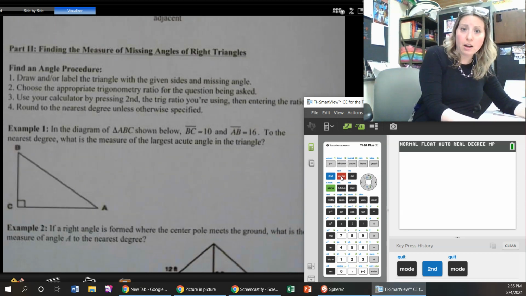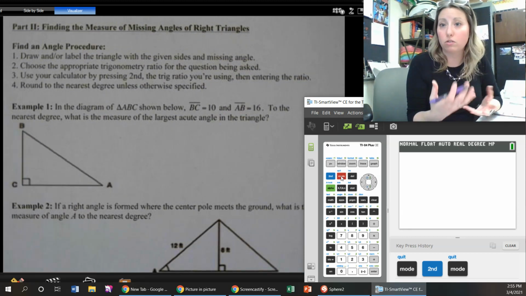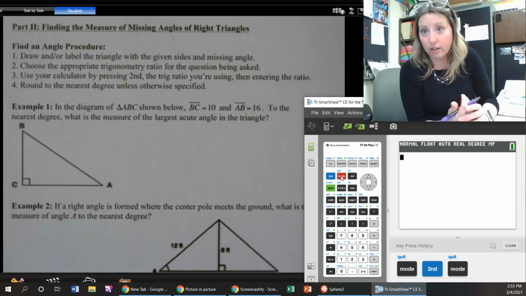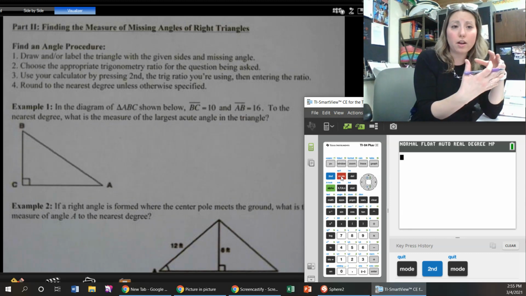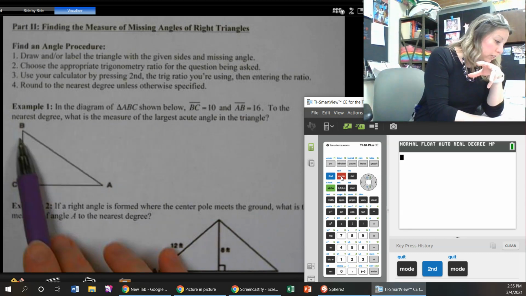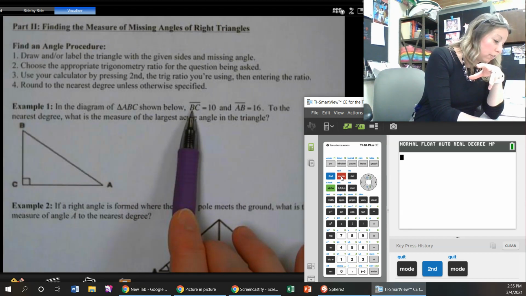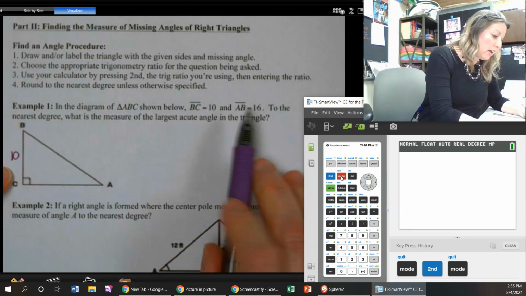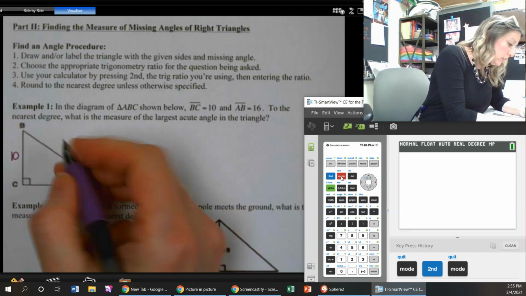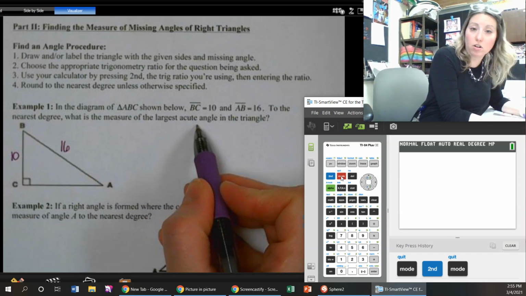If there is not a diagram, draw and label one. Of course, we're using right triangles, so we know we're drawing right triangles, and then after that, label what you know. So in this diagram, we've got ABC, and ABC has a length for BC of 10 and a length for AB of 16. To the nearest degree, what is the measure of the largest acute angle in the triangle?